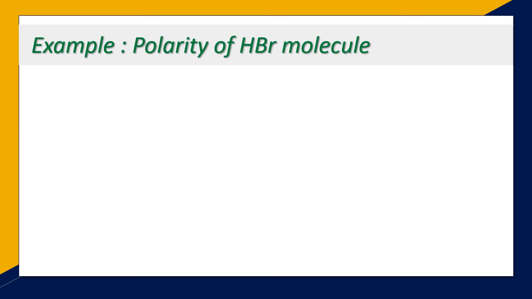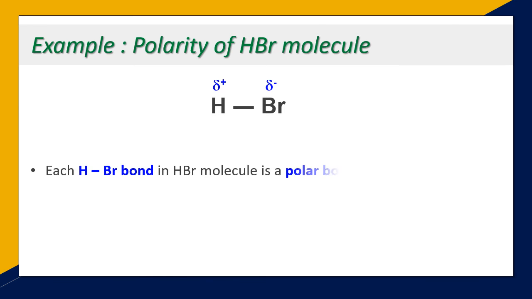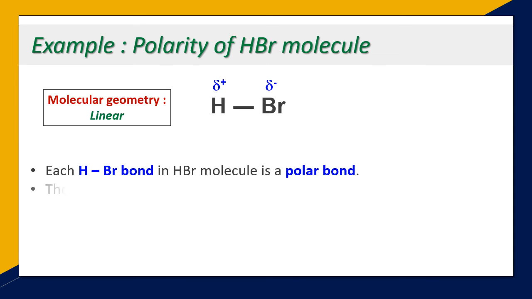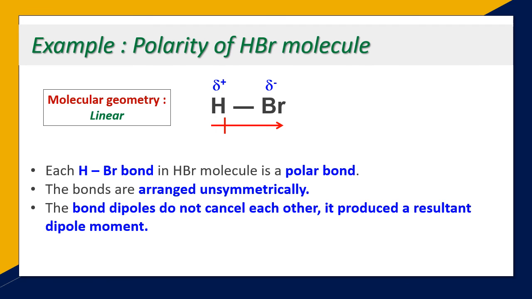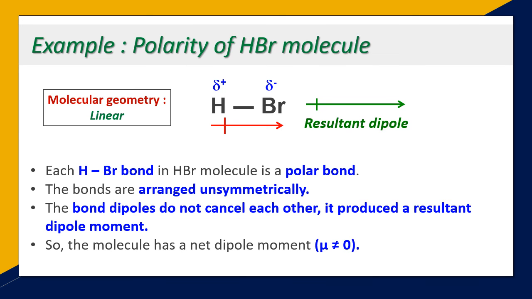The next example is the hydrogen bromide molecule. This molecule consists of an H-Br bond, which is a polar bond. The bond is arranged unsymmetrically in a linear shape. Therefore, the bond dipoles do not cancel each other and produce a resultant dipole. Thus, the molecule has a net dipole moment, which is not equal to 0. Therefore, HBr is a polar molecule.